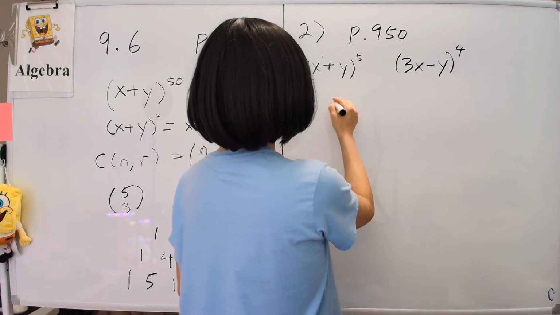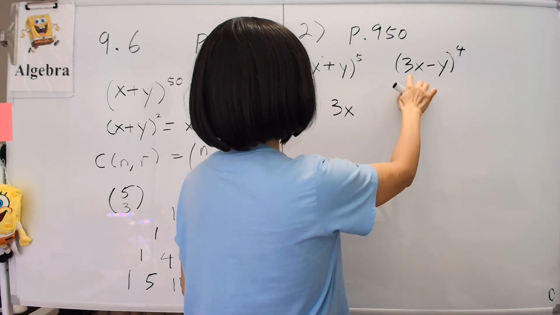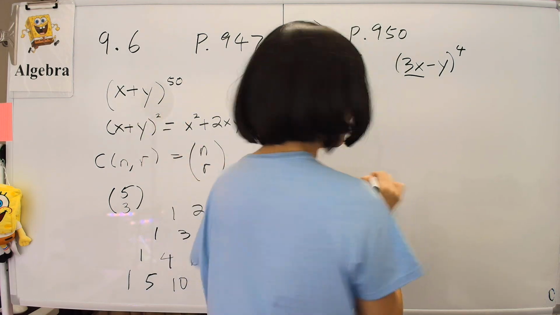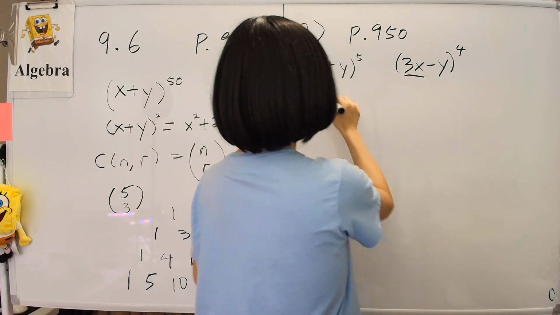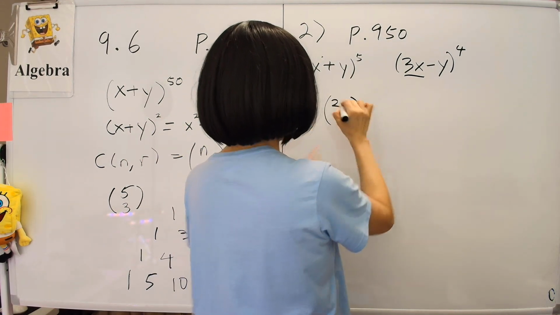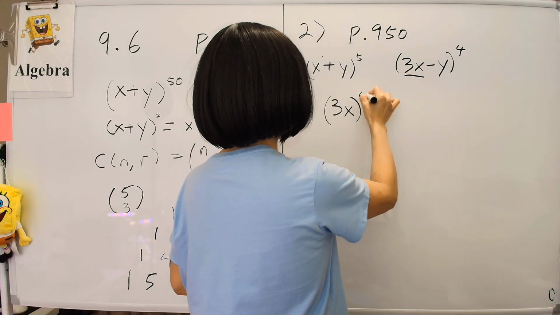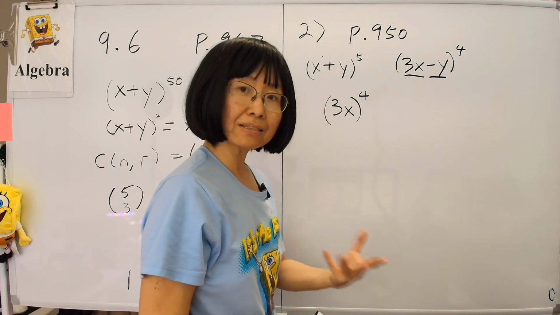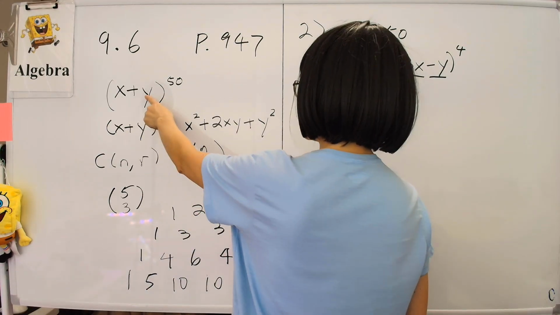So the 1 is 3x. Now this whole thing here is the new x in the formula of the binomial expansion. So the entire 3x, with coefficient 1, to the power of 4. And then negative y will be the second term.